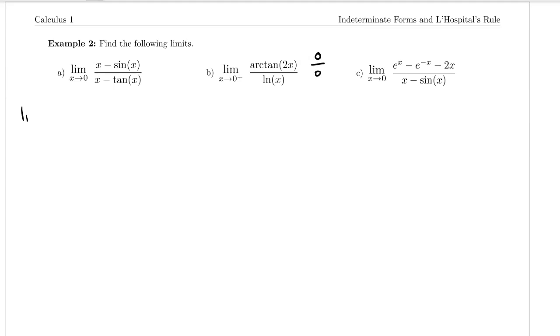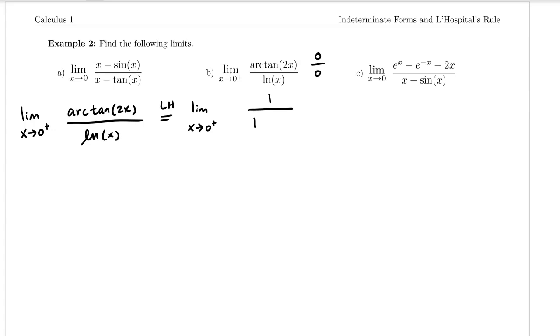So because we have the indeterminate form 0 over 0, I can go ahead and use L'Hopital's rule. Okay, so the derivative of arctangent of 2x is 1 over 1 plus the quantity 2x squared. And then I need to use chain rule, so I'm going to go ahead and multiply by the derivative of the inner function. So that's going to be 2. And then the derivative of natural log of x is 1 over x.